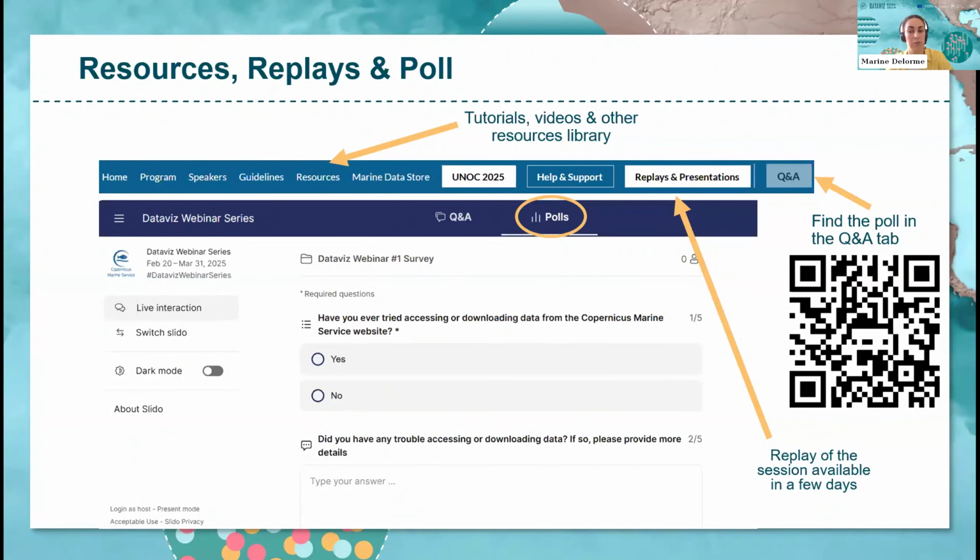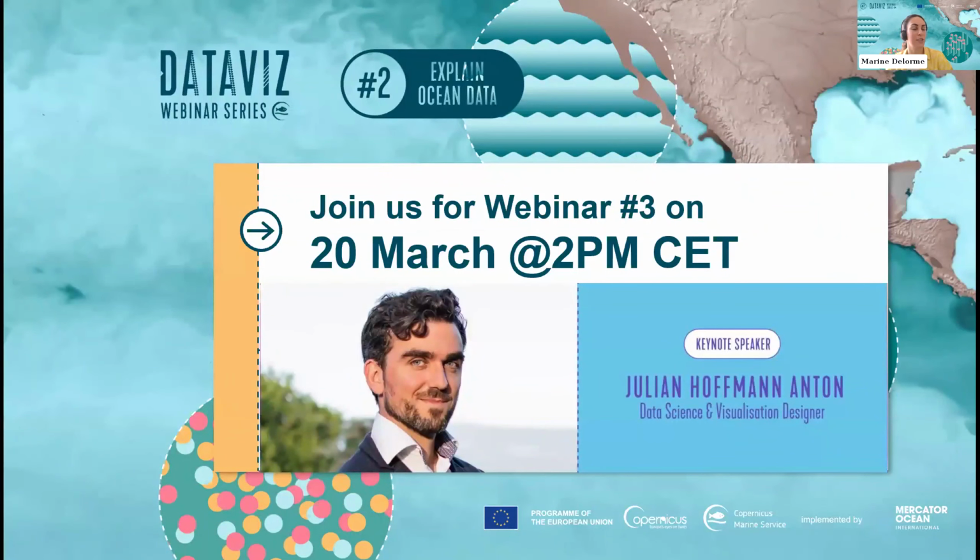You can already watch the replay of the first webinar on here. And finally, I just want to say join us for the third and final webinar of this series on March 20 at 2 p.m. CET. We'll explore more scientific topics like marine heat waves, for example, and Julian Hoffman-Anton, data science and visualization designer, will also showcase a visualization he created using Copernicus Marine data and share valuable tips and tricks. This last session will wrap up the series, so don't hesitate to join and ask all your final questions.